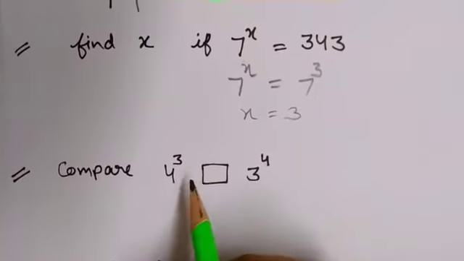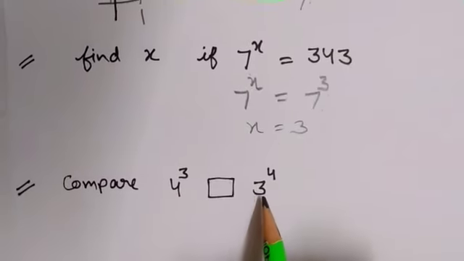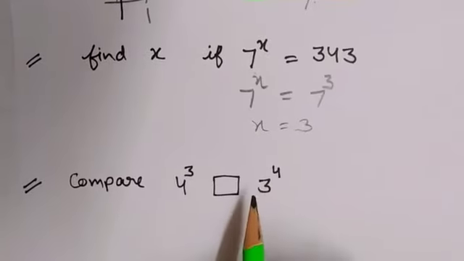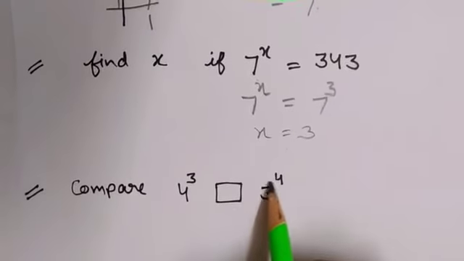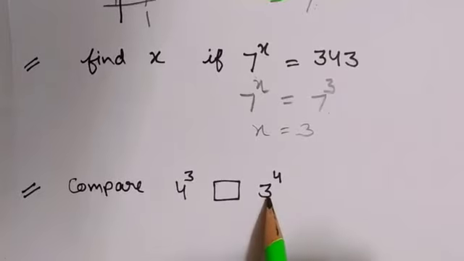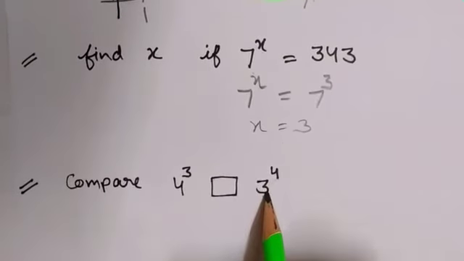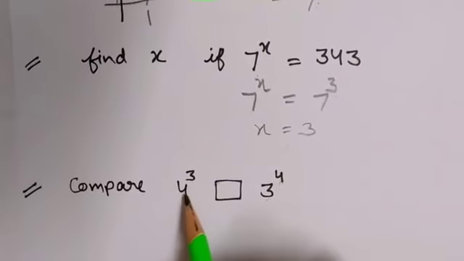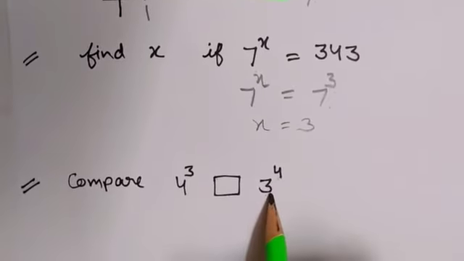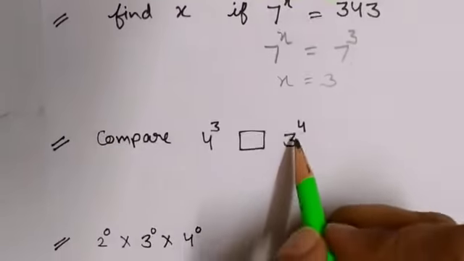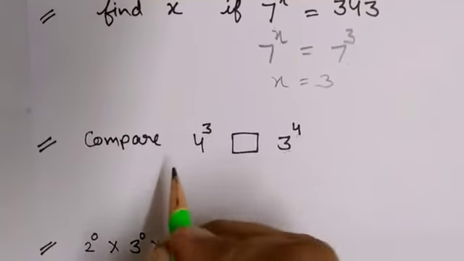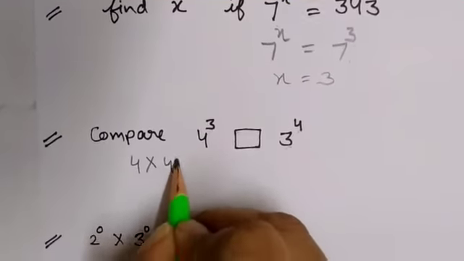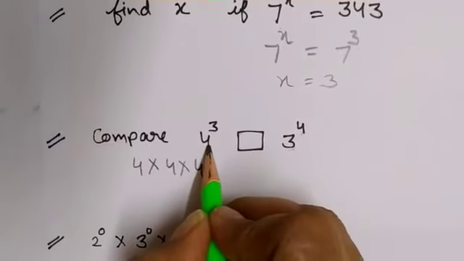Next sum is comparison. Compare 4 raised to the power 3 and 3 raised to the power 4. Which is greater, which is smaller? We have two methods. First, we can directly see which power is greater. Power 4 is greater, so 3 raised to the power 4 is greater, because the difference in significance is very small. So we can write that directly, but if we have smaller values, then we can solve the expanded form of 4 raised to the power 3: 4 multiplied by 4 multiplied by 4. That means we multiply 4 three times.